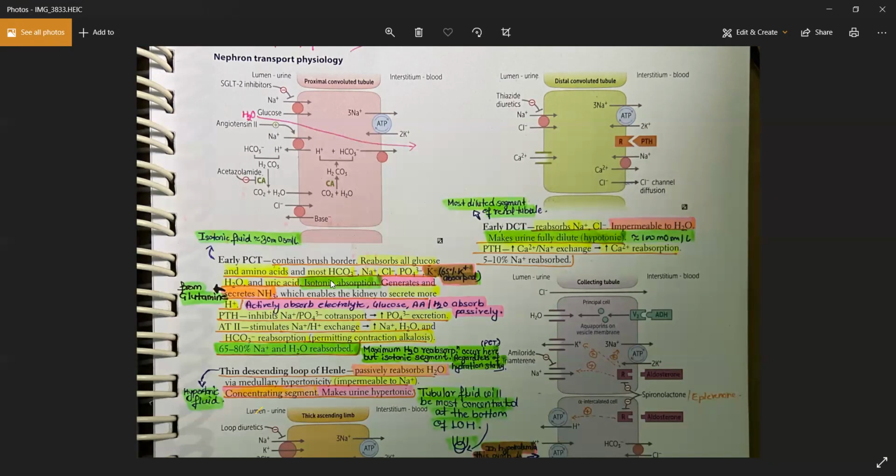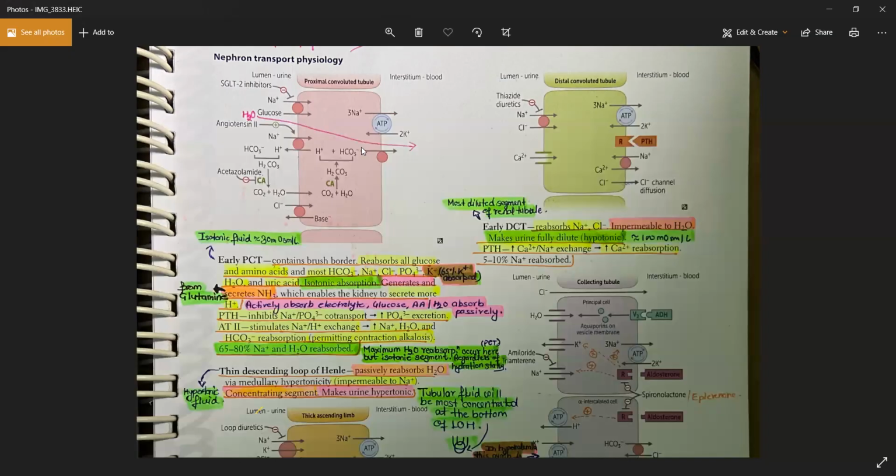Okay, so the majority of the substances get reabsorbed in the PCT. Almost all of the glucose and amino acids, most of the bicarbonate, sodium, chlorine, phosphate, potassium, water, and uric acid all get reabsorbed mostly in the PCT. Now let's discuss how they get reabsorbed.